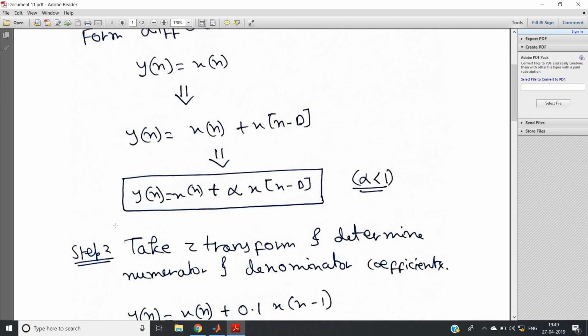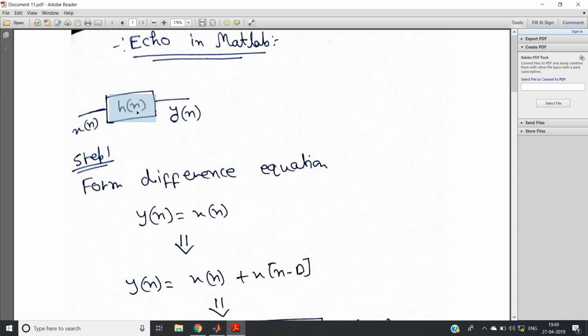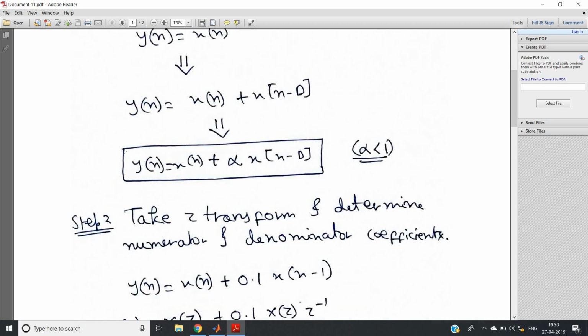Okay, now see what the next step is. We have to determine h of n. That means in terms of the z domain we can say we have to determine h of z, that is the numerator and denominator. If we are able to calculate this h of n, then we can simply apply the filter command to get the output y of n from the input x of n. So now we have to take the z transform of this and get the numerator and denominator coefficients of the transfer function h of z, right?